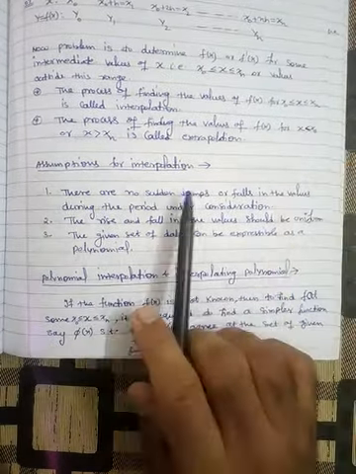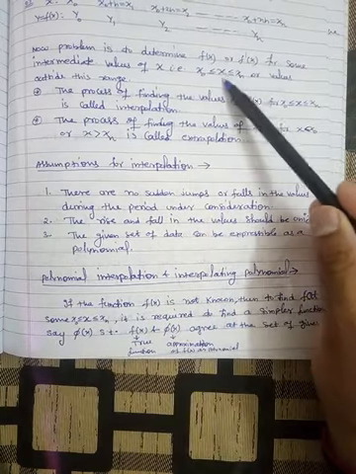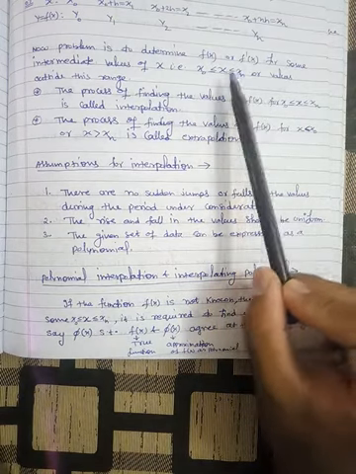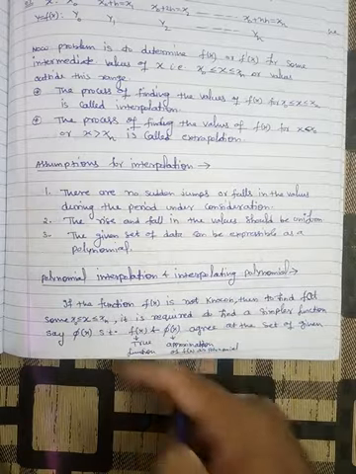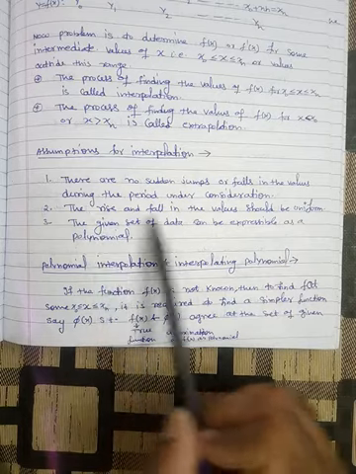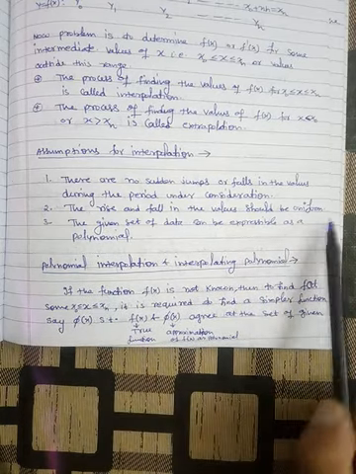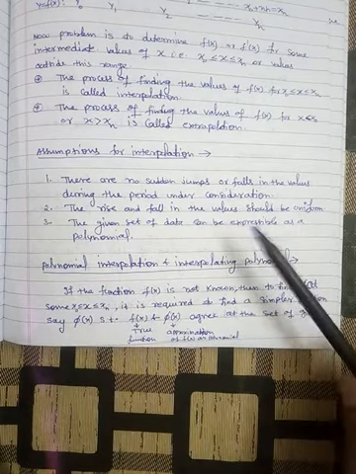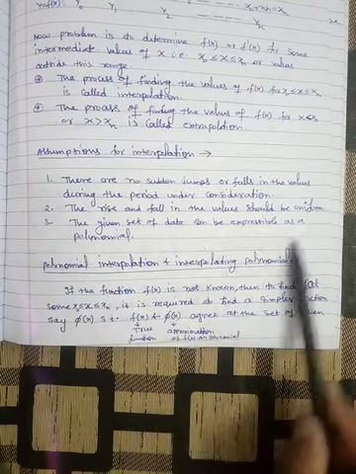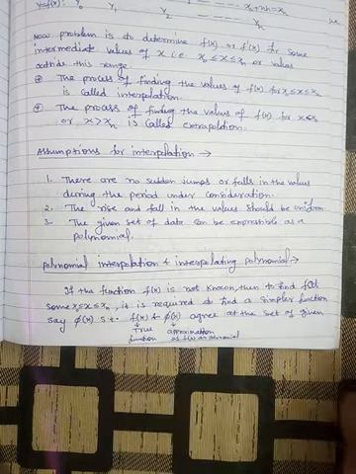These are the assumptions of interpolation. That means we are dealing only with the problem in which we want to find f of x, f dash x within the range. So what are the assumptions? We have already discussed that there are no sudden jumps and falls in the values during the period under consideration. The rise and falls in the values should be uniform, and the given set of data can be expressible as a polynomial. So here we are discussing polynomial interpolation. We are not considering trigonometric, exponential, etc.